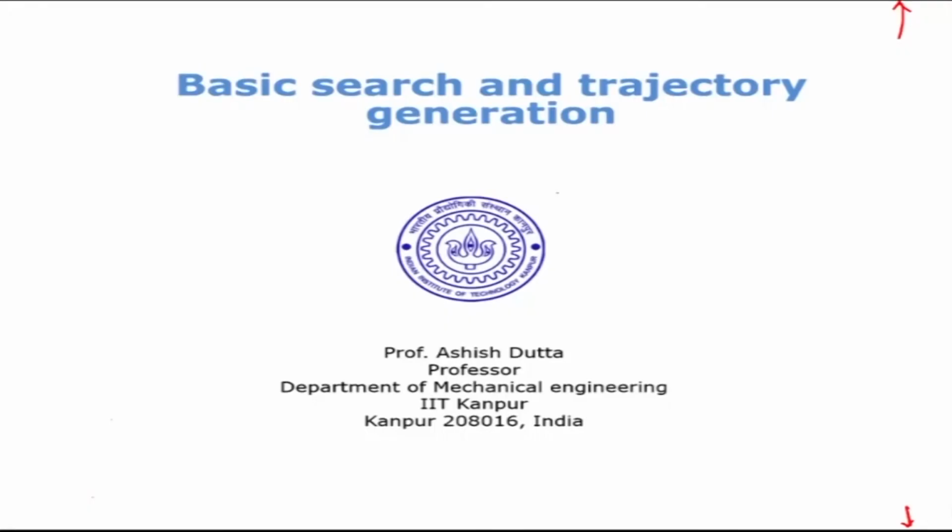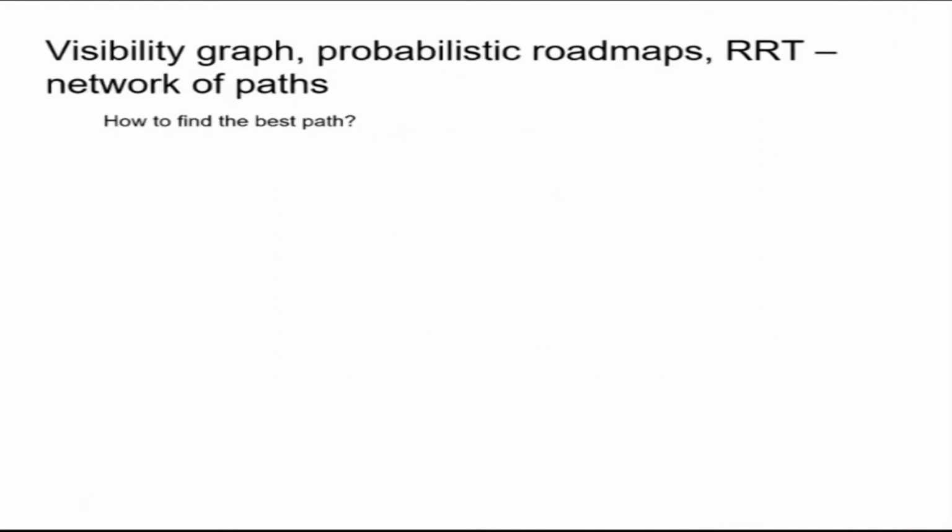So today we'll be looking at basic search and then we'll look at trajectory planning. Now, what we have been doing so far is we looked at various methods like roadmap methods, in which we had a visibility graph method in which we found a network of paths to take you from an initial point to a final point. Then we looked at probabilistic roadmap methods. Then we looked at RRT.